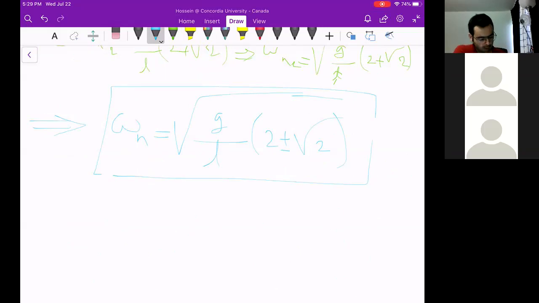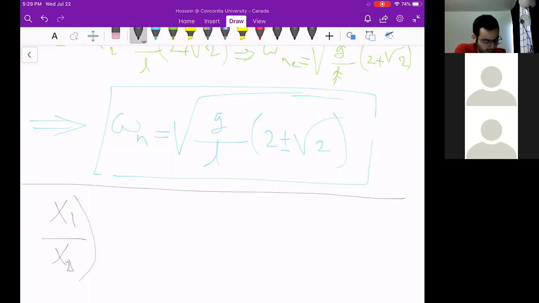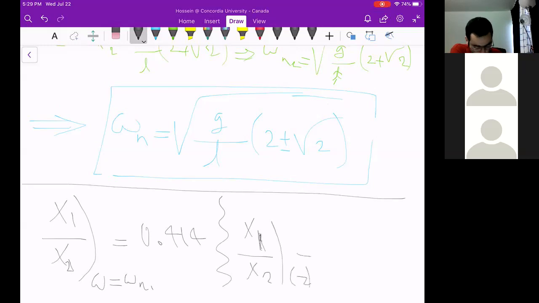Use one of the two equations, the first row of the matrix format equation, and put the natural frequency in that equation. Therefore, if I substitute the first natural frequency in the first row of the matrix format of the equation of motion, I have x1 over x2 equal to 0.414, and for the second mode shape, x1 over x2 would be minus 2.414.